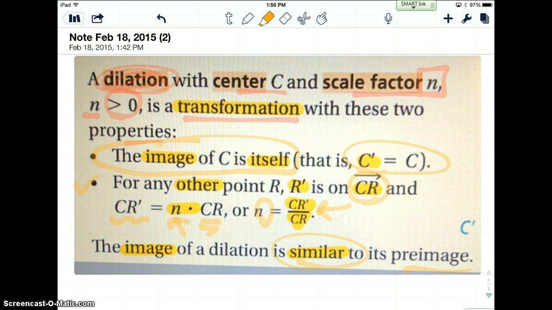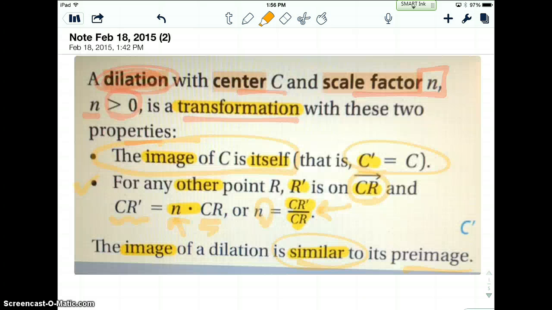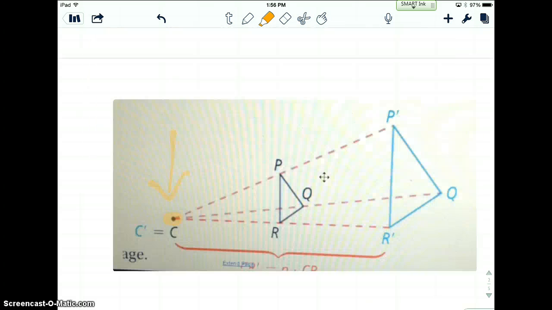So pause the video, try to figure this out, try something, because I'm going to show you a picture. Okay? Try something. Okay, I'm starting. I'm going to show you a picture. Okay? Alright, so let's say we have C. There's our point that it said, the center point C.